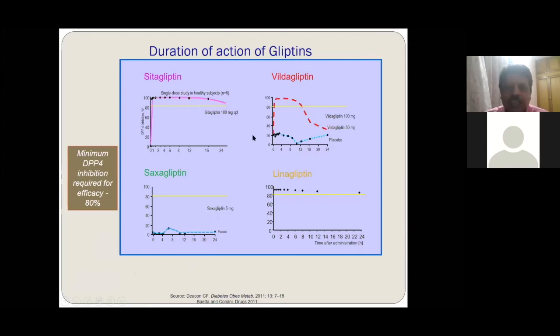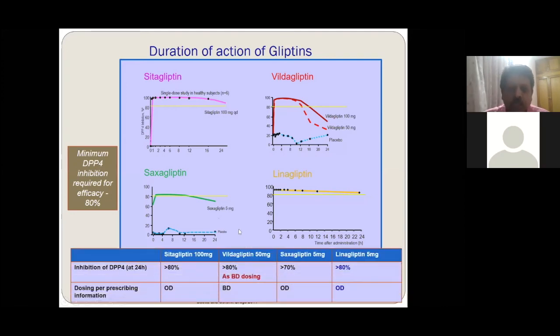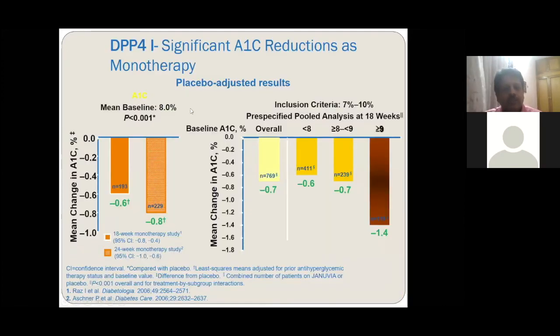So sitagliptin has a 24 hours action. Vildagliptin you have to use 2 times, but if I have a renal dysfunction, then even the drug can have a similar effect, or 80% occupancy of the receptor with a single dose. Sitagliptin is almost around 16 hours, and linagliptin has more than that. So all these drugs have more than 80% of the activity.